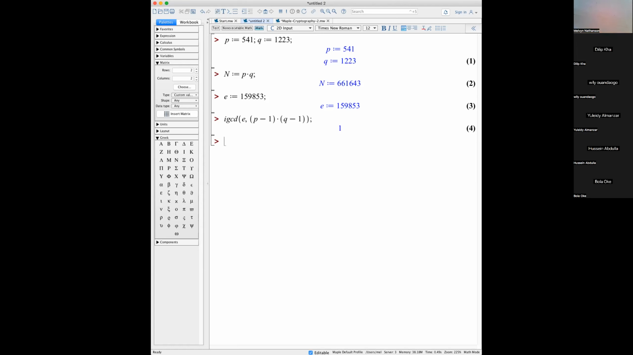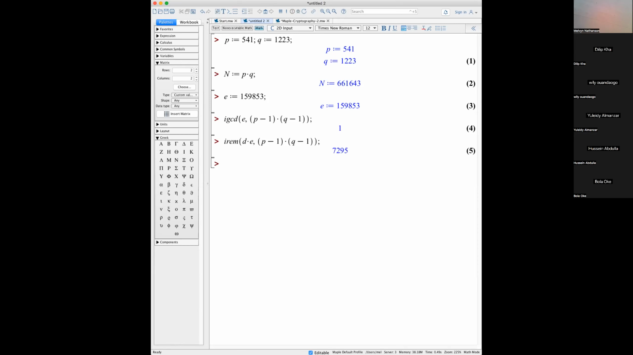And what is her private signing key? So N is the public modulus. What is D? D has to be a solution of the congruence: the integer remainder of D times E with the modulus P minus 1 times Q minus 1 has to be equal to 1. DE has to be congruent to 1 mod P minus 1 times Q minus 1.